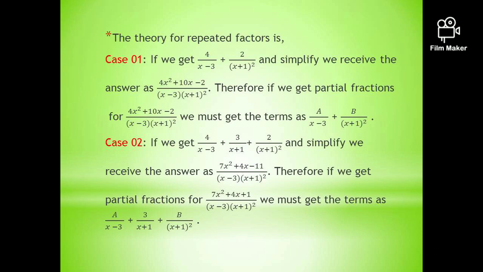Now we come across a problem when we get partial fractions with repeated factors. Sometimes the denominator may be just like in case 1. If you consider 4x squared plus 10x minus 2 over x minus 3 into x plus 1 squared, you get only two denominators, x minus 3 and x plus 1 squared. But if you refer to the second case, it is x minus 3, x plus 1 into x plus 1 squared. Therefore, when you have such a question, how do you identify the proper way of writing these partial fraction terms? That is what we are going to focus on in this chapter.